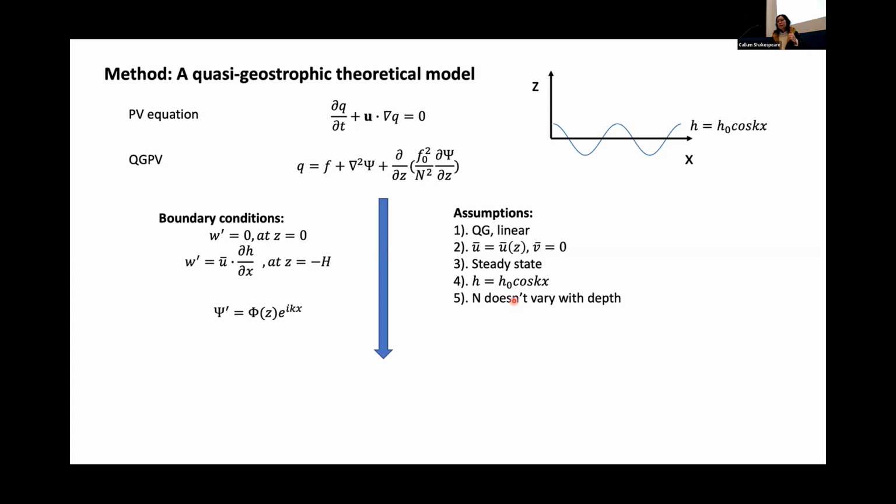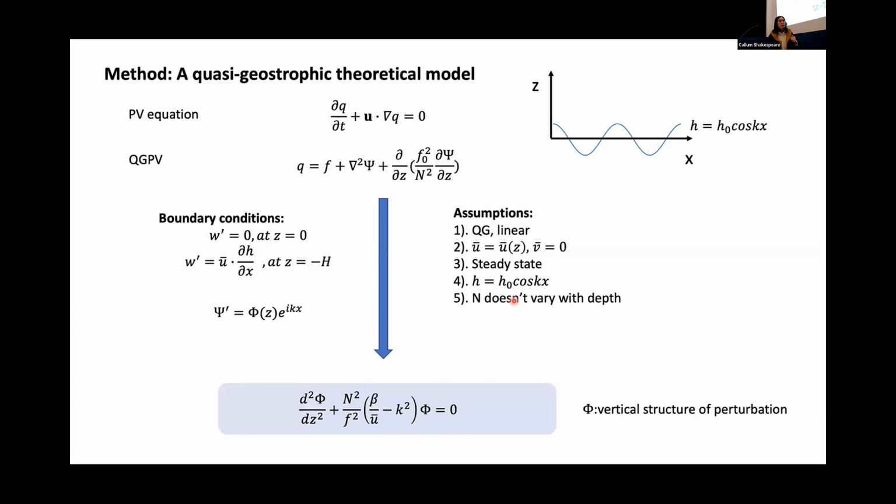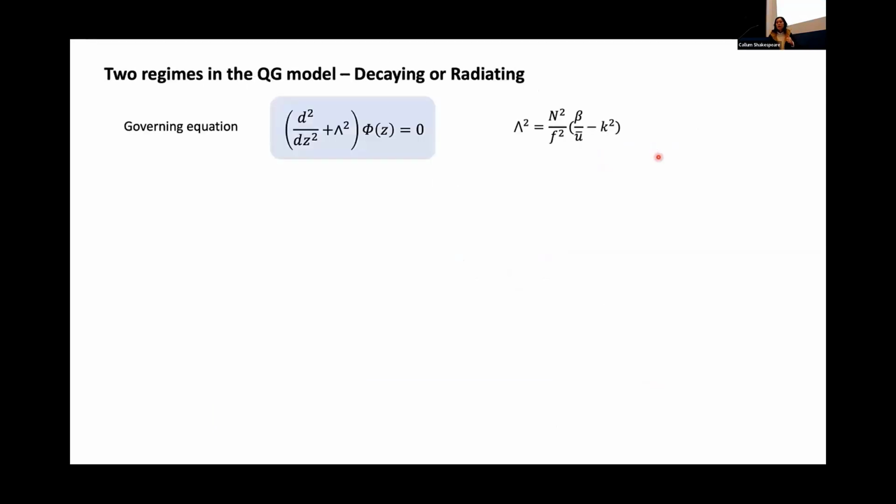Finally, we inserted a waveform solution, and the governing equation just becomes an ODE for phi, and phi is the vertical structure of the perturbation. All of this just to describe a 2D perturbation over a 1D bottom topography. And the governing equation can be further simplified if we make lambda square equal to this. Lambda square is a very important parameter here. As you can tell, lambda is the eigenvalue of this ODE.